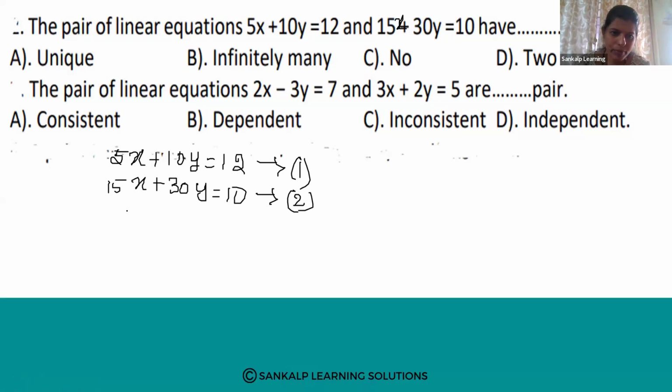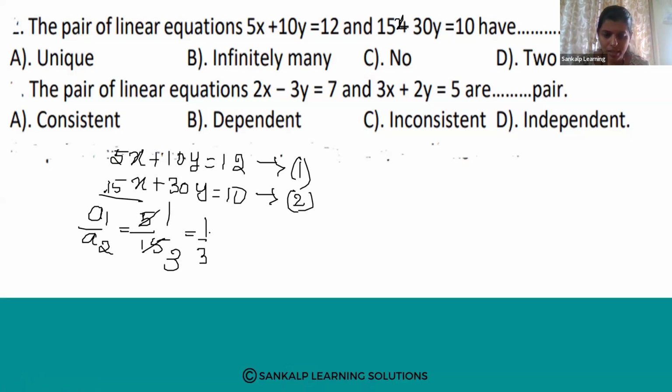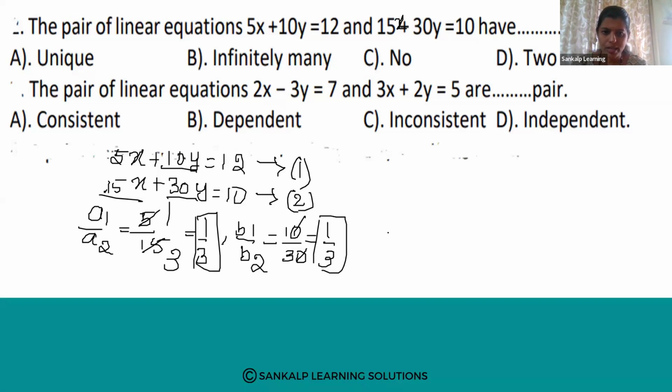Okay, first compare the ratios. A1 divided by A2. A1 value is 5 and A2 value is 15 here, right? 5 ones are 5, 5 threes are 15. You will get 1 divided by 3. Like that, B1 divided by B2 is equal to, B1 value is 10 and B2 value is 30. 10 divided by 30. 0 and 0 will get cancelled. 1 divided by 3. Observe here. Here also it is 1 divided by 3 and here also it is 1 divided by 3.